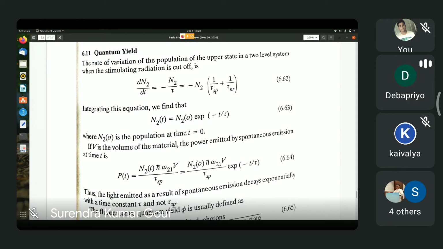So dn2/dt is equal to minus n2 by tau, equal to minus n2 into (1 by tau sp plus 1 by tau nr). Tau sp is the mean life for spontaneous emission of photons, and tau nr for non-radiative transitions. So if you have two different ways of decay with lifetimes equal to say tau 1 and tau 2, then the effective lifetime is given by 1 by tau equal to 1 by tau 1 plus 1 by tau 2. This is true also in radioactivity. If a radioactive nucleus can decay to its daughters in two different ways, then the mean life is given by the same formula, 1 by tau equal to 1 by tau 1 plus 1 by tau 2.